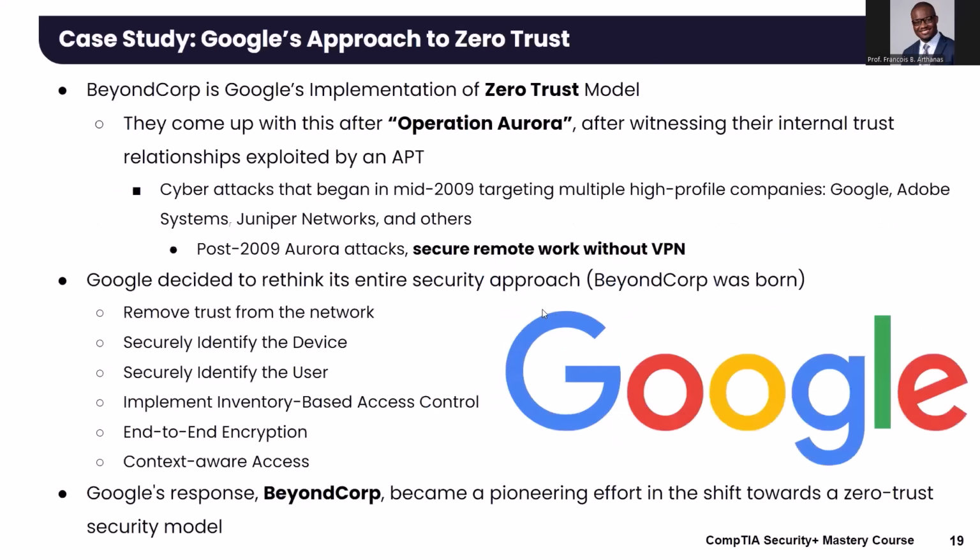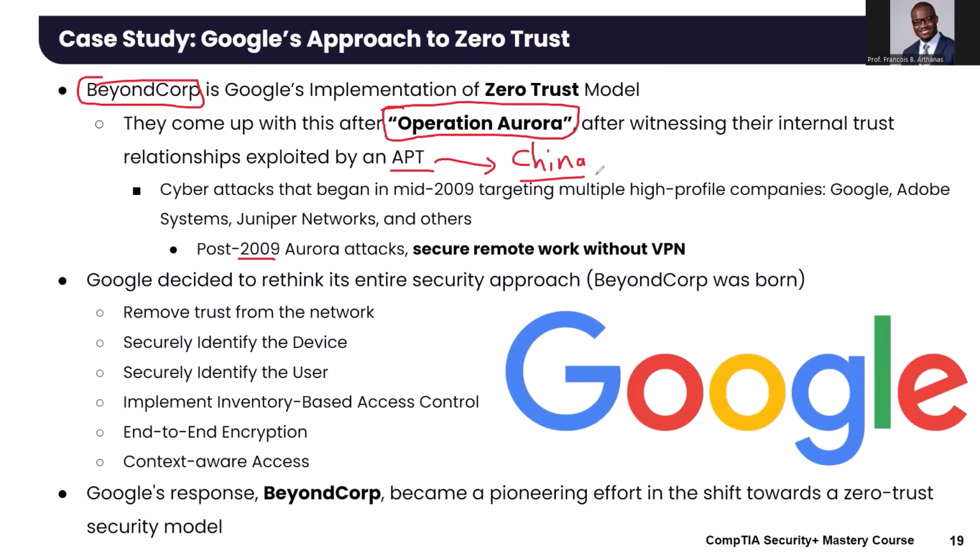So here's the case study of Google, how Google approached Zero Trust. And this is what I was mentioning at the beginning. Google implemented what they call BeyondCorp. BeyondCorp is Google's approach to Zero Trust. And they did this back in 2009 without really knowing what Zero Trust was at the time. The reason was Operation Aurora. Operation Aurora was an APT, an Advanced Persistent Threat, that's linked to China. They reported it. China, by the way, has done this quite a lot.